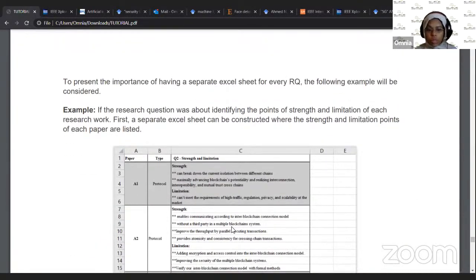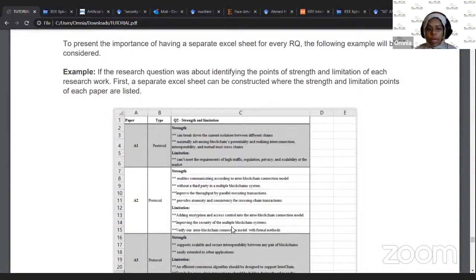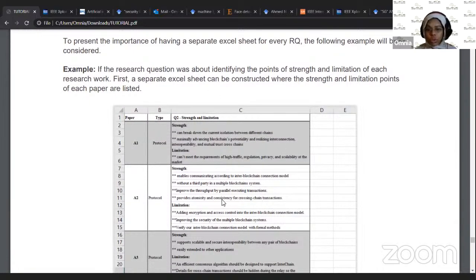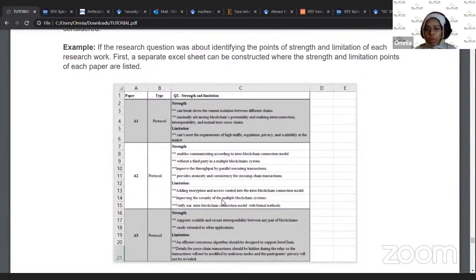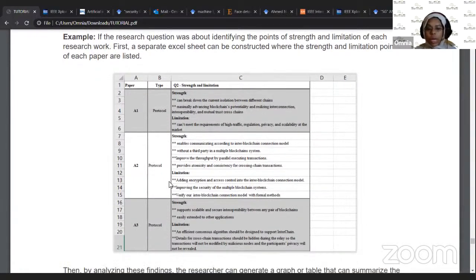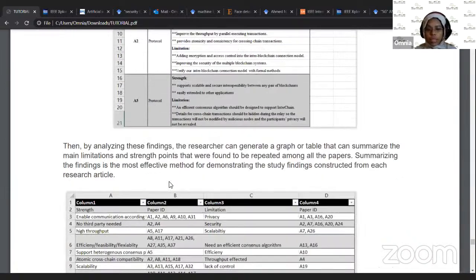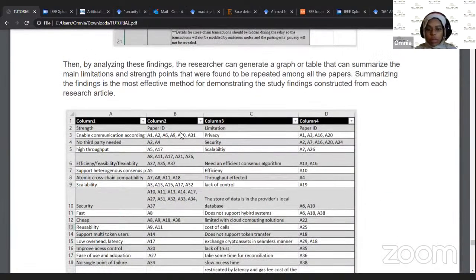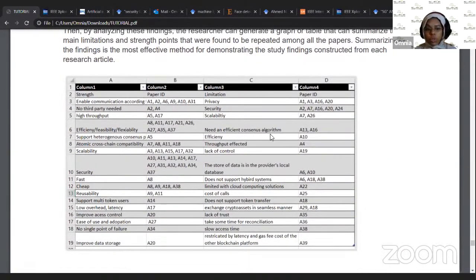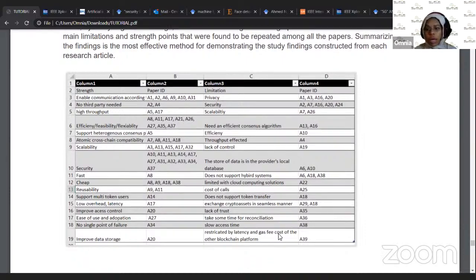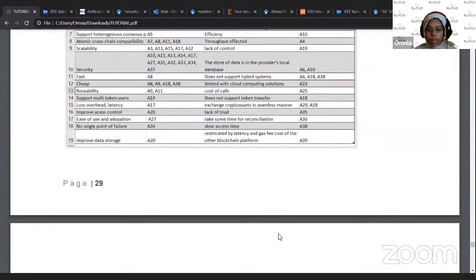I will show you another example, the summary table that I showed you. From it, we can have a smaller table, which, instead of listing the limitations and strengths of every paper, we only concatenate them into a single table, as you can see here, which is more presentable and could be used in the research paper.